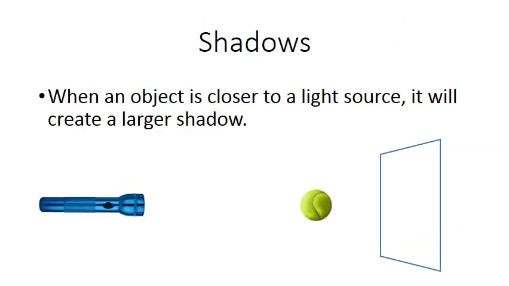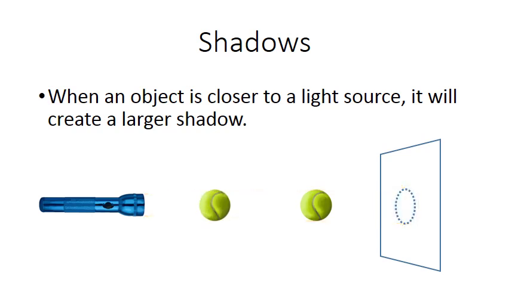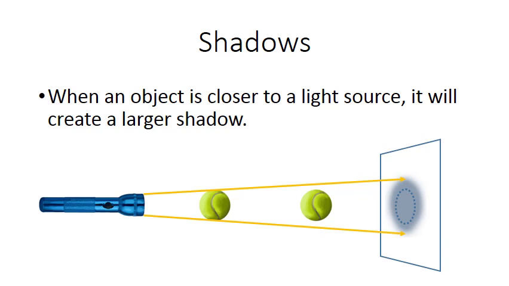Alright, now we'll take a look at shadows. When an object is closer to a light source, it creates a larger shadow. So if we turn on this flashlight, this tennis ball will make a shadow on this piece of paper, and it is this big. Now if we take another tennis ball and we move it closer to the light source, closer to that flashlight, it's going to make a shadow that's that big. So you can see the shadow got larger than the first shadow.